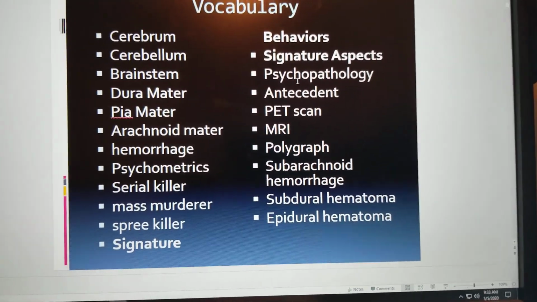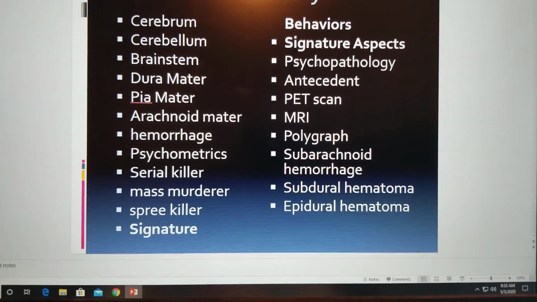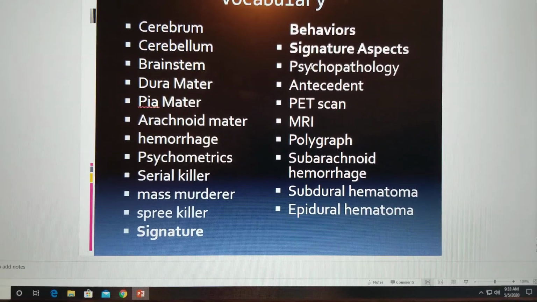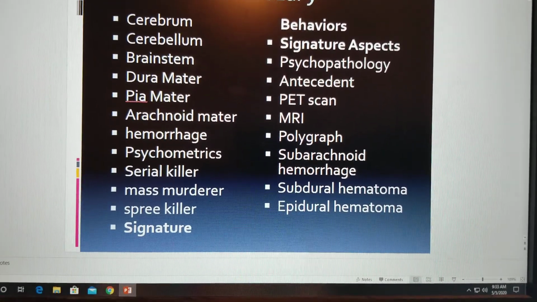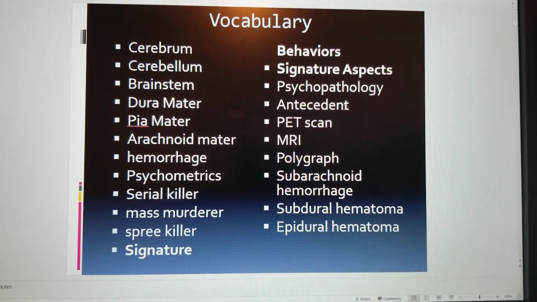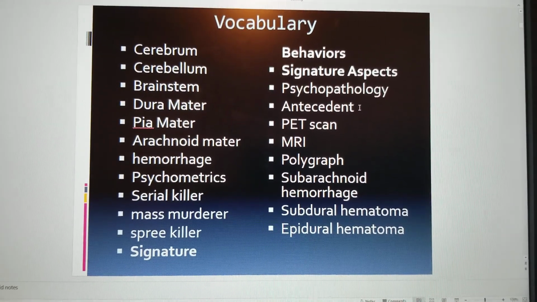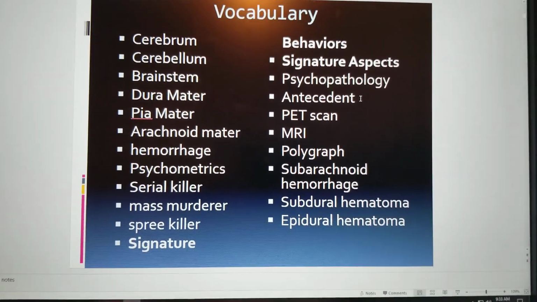Okay. When it comes to psychopathology, once again, this is the study of our psyche, how well you understand and interpret things. Okay, an antecedent, that is what plan did they have in place? What triggered them to start killing? What were their fantasies that led them to that point?